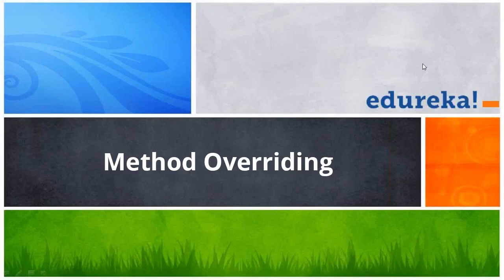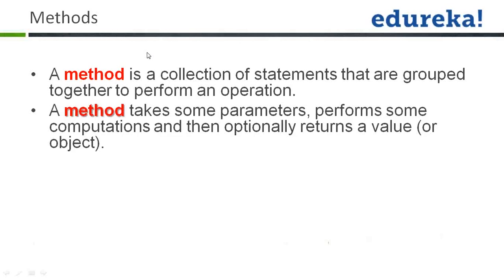Today's class we'll be going into methods, method overloading and overriding. These are concepts that you deal with in OOP programming, that is object oriented programming. So we'll see how those OOP concepts are integrated and used in Java. A method takes some parameters, performs some computations, and then optionally returns a value.